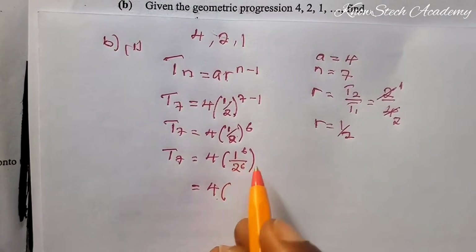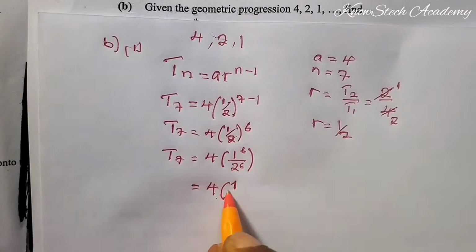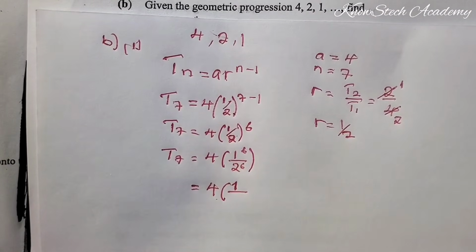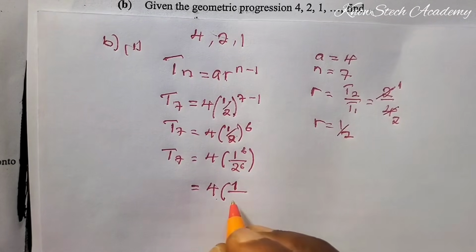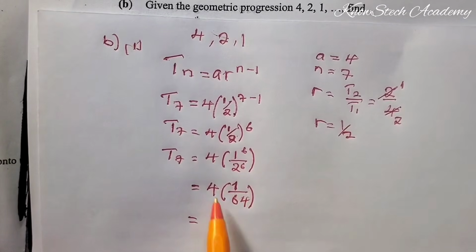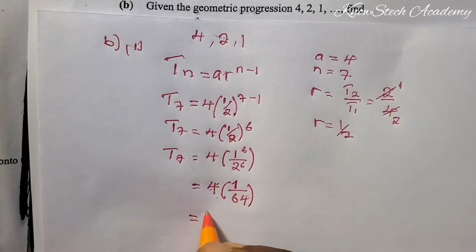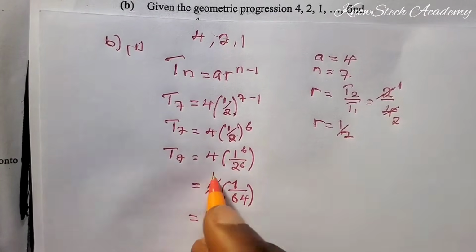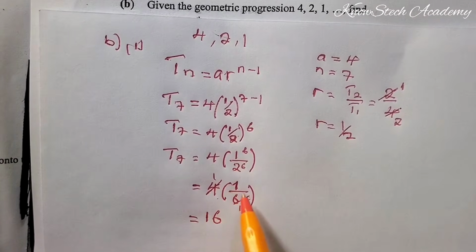1 raised to the power of any number is just 1. Now, what is 2 to the power 6? 2 to the power 6 is 64. Then 4 into 64 is 16. So here is 1, here is 16.